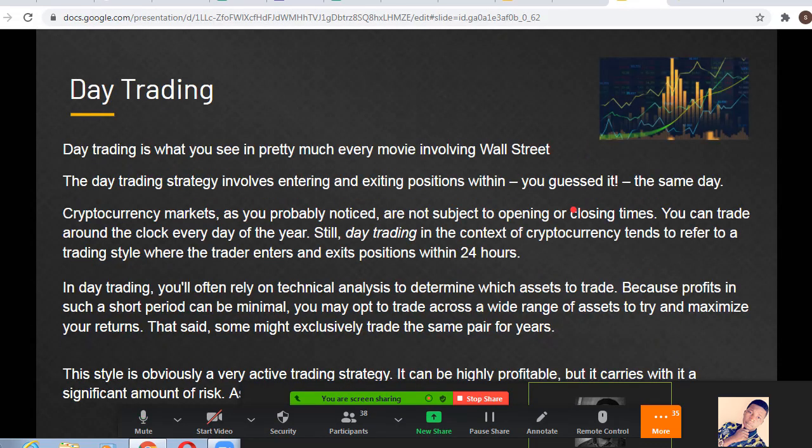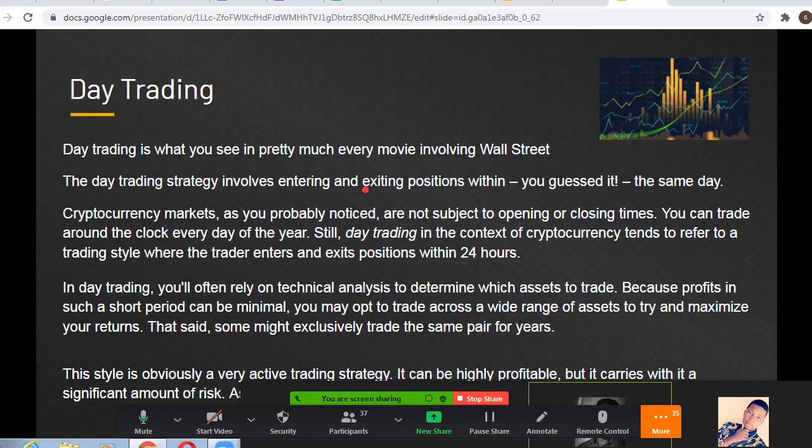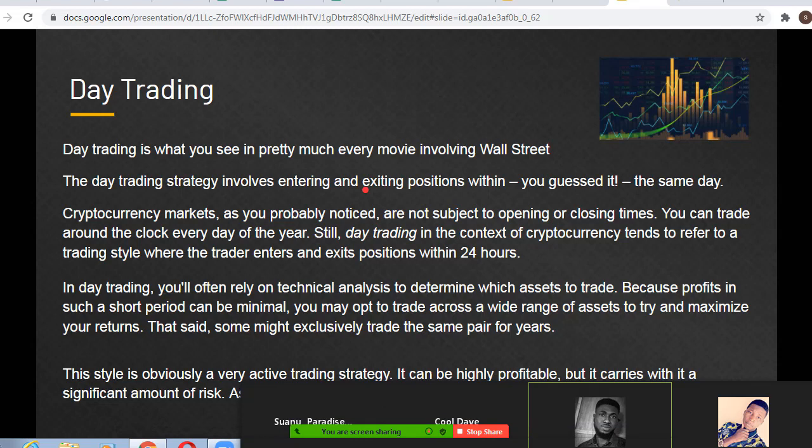Now, another type of trading method is day trading. If you go to Wall Street, those of you that watch CNN, you actually see those men in suits, with their laptops or their iPads, looking at the way the market is moving and taking trades. They are actually day traders. So a day trading strategy involves entering and exiting a position within the same day. A day trader doesn't extend their position to the next day. Their trades stay within that particular day and do not extend to the next day. So in the cryptocurrency market, as you probably notice, it's not an exception.